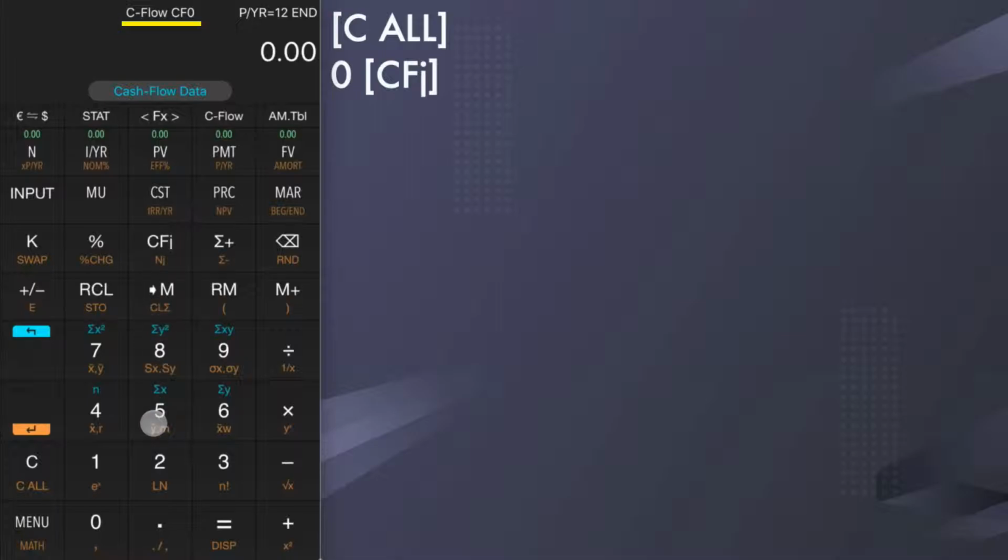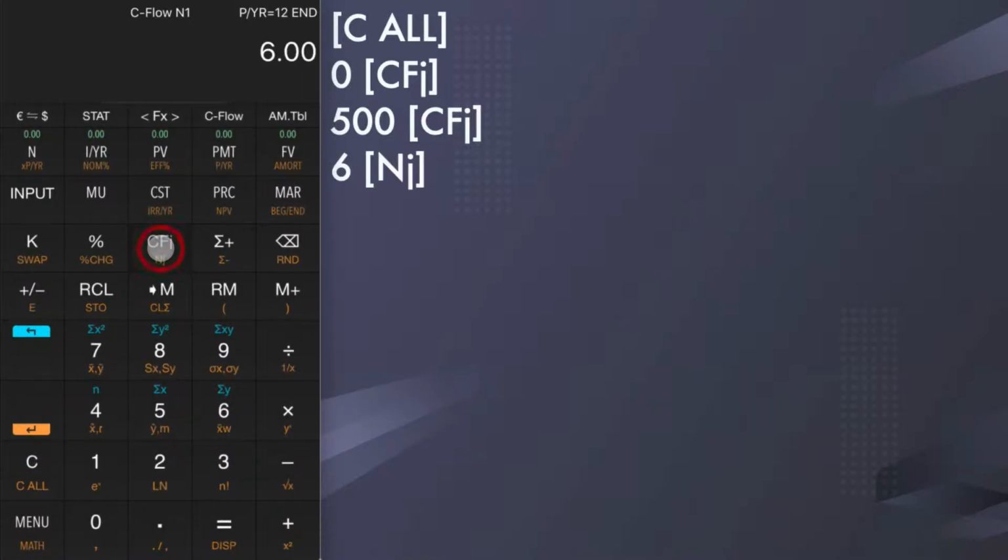The cash flow number will display. Note that the j stands for cash flow number. It is an integer from 0 to 99. Because you will receive $500 each month for the first 6 months, you enter 500 as the amount of cash flow. You will receive the same amount of money for 6 months. Therefore, enter 6 and tap yellow shift and Nj.